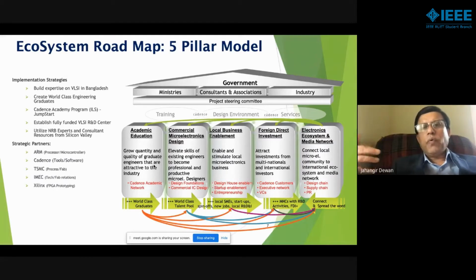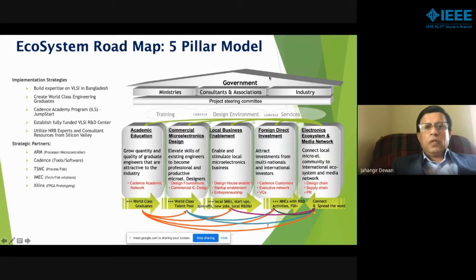So this is how India has grown. They started with a 20-people design center. Then they grew, and now some of them have 2,000, 5,000 engineers in India, in various places like Bangalore, Hyderabad, then talking about Delhi, all those areas.